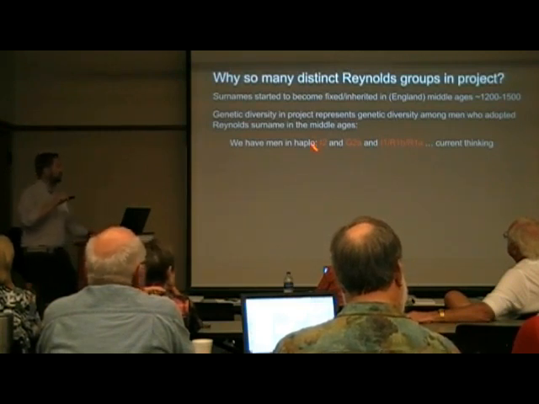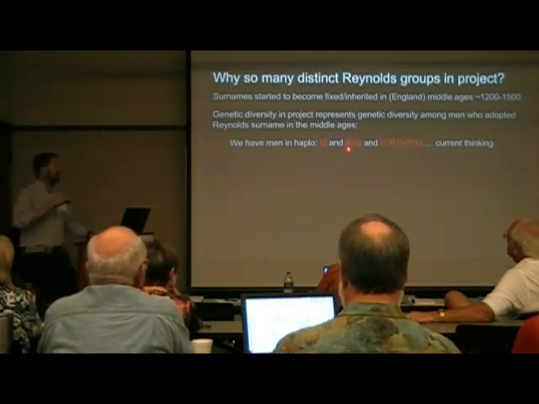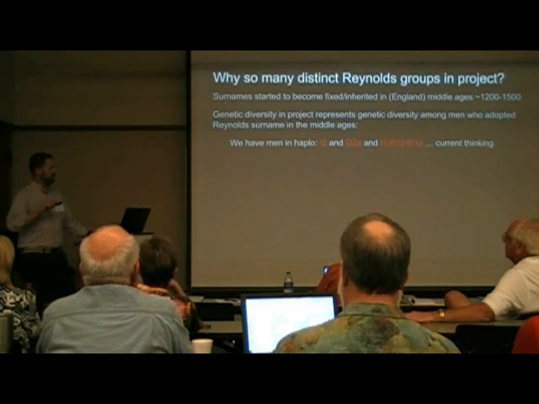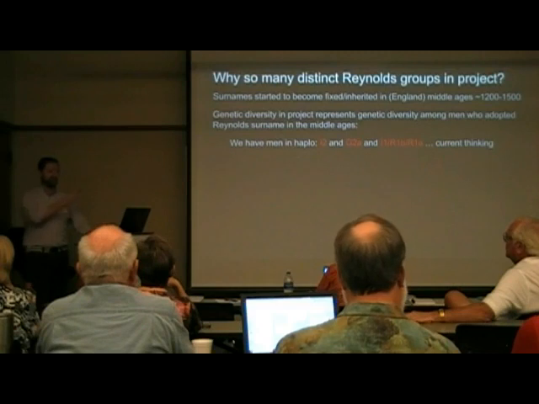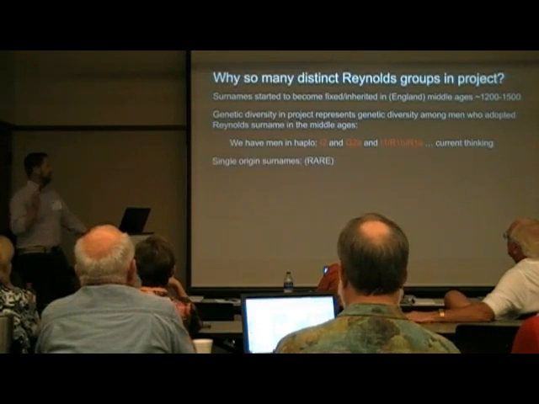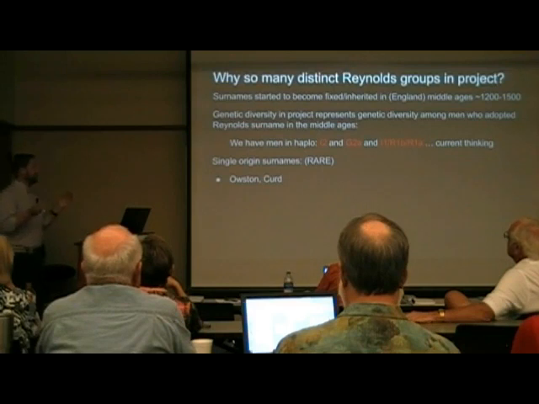Because we have Reynoldses from this group, we have at least one, if I remember, Reynolds from this group. We have lots of Reynoldses from these groups. We have Reynoldses from Group E and other groups that aren't even covered here. But that can help understand the huge variation. So there's a lot of variation in the surname Reynolds. That relates to how the name was taken up.